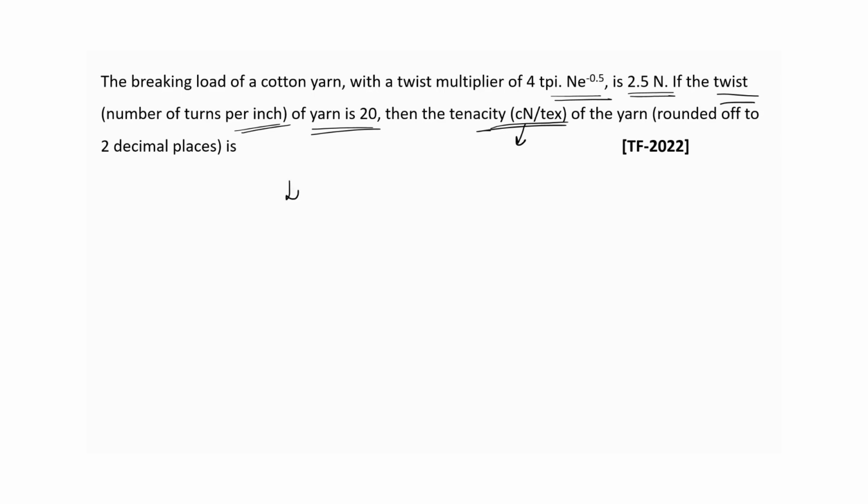Then the load is given as load per tex. Tex means the yarn count. Just divide the load by the count, then it will come out to be tenacity. Load is 2.5 Newton. If we multiply by 100, 2.5 into 100, it will come out to be 250 centi-newton. And just calculate the yarn count. So how will we calculate the yarn count, because NE is not given and TM and TPI are given?